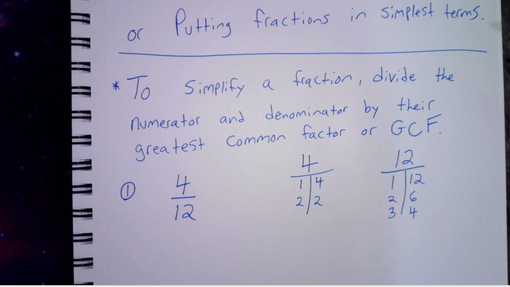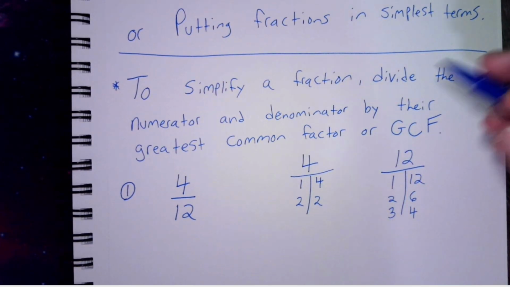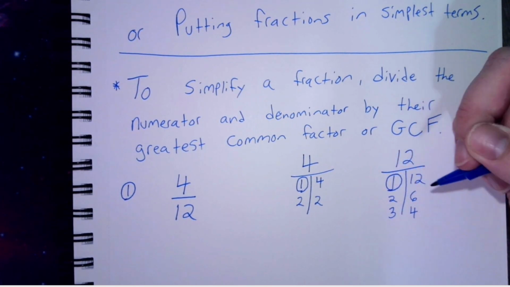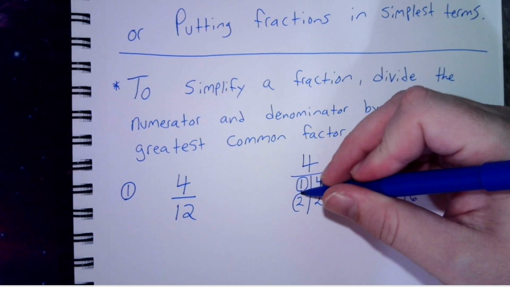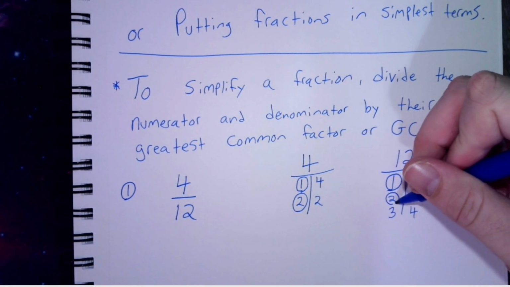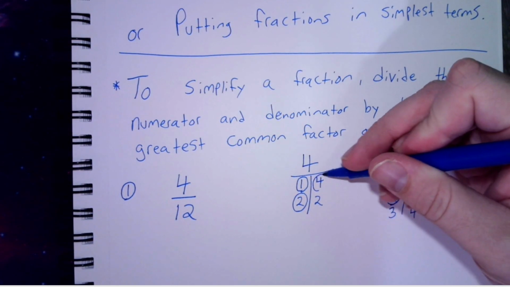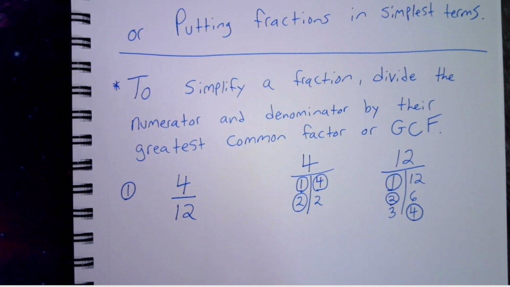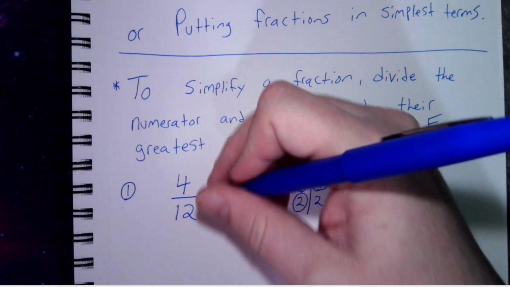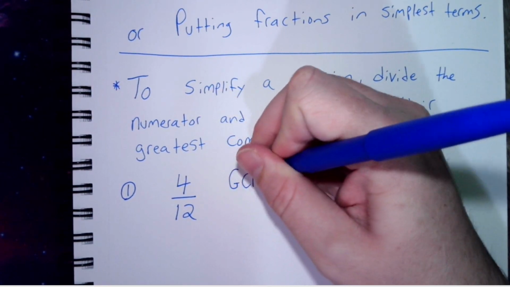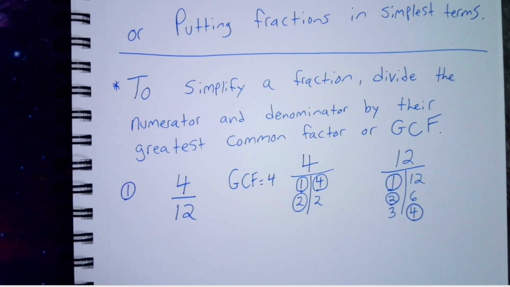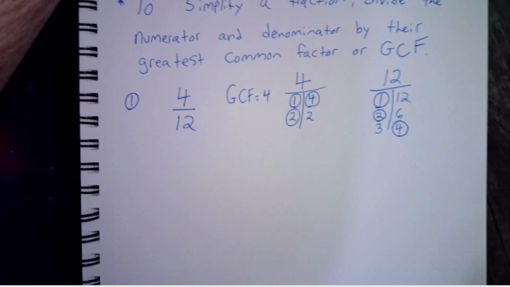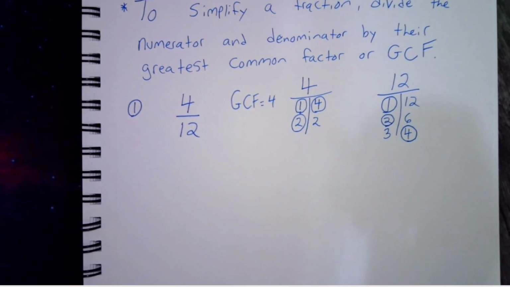So now we have to find the greatest common factor. We're going to look for any matches, any common factors that they have. So of course we have 1 and 1. We have 2 and 2. We also have 4 and 4. Okay, so that means that our GCF equals 4. So now that we found the GCF, we can finish the problem by simplifying 4/12.